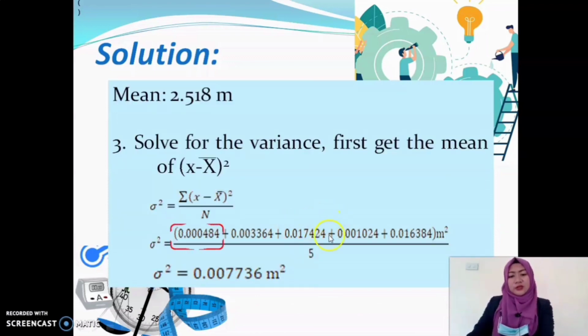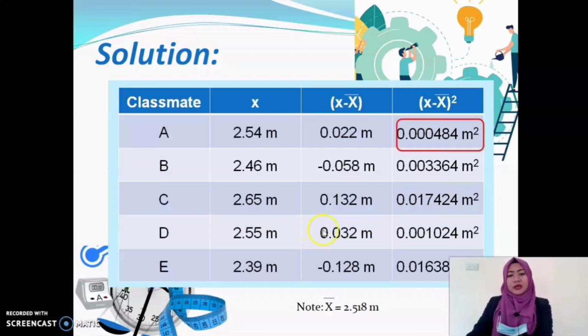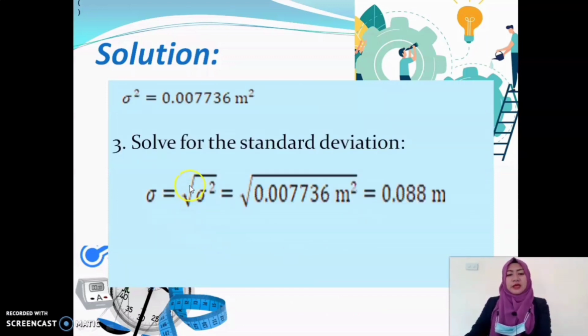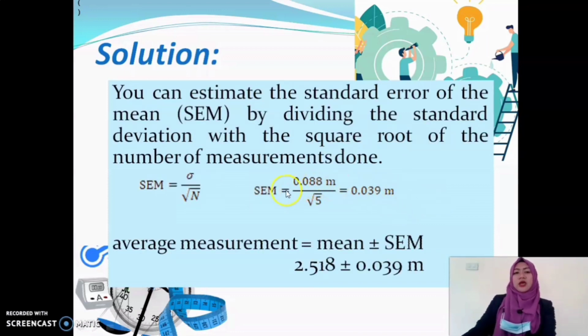How are we going to get our standard deviation? You just simply get the square root of your variance. Remember that the value of our variance from our previous calculation is equal to 0.00773 meters squared. To get the square root of that, using your calculator, you will get approximately 0.088 meters.